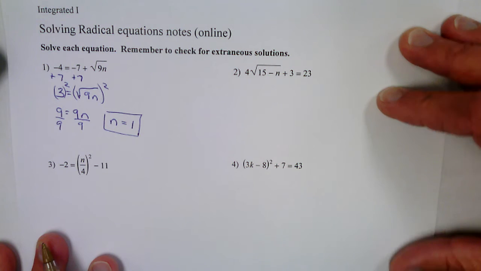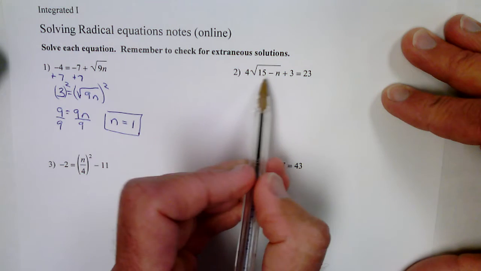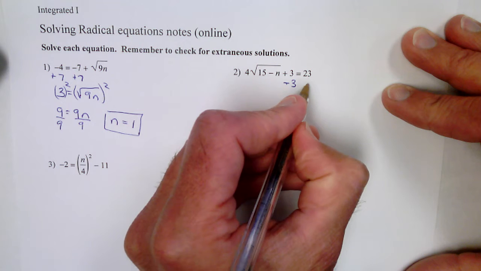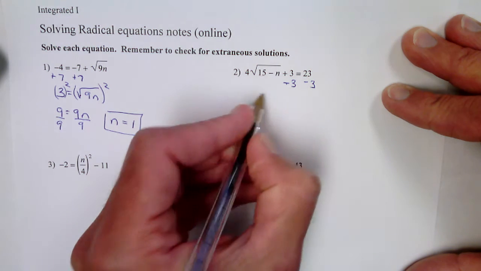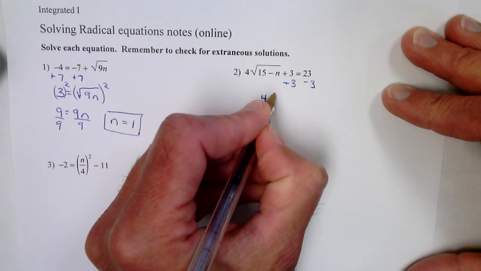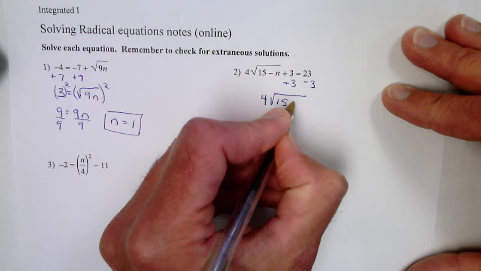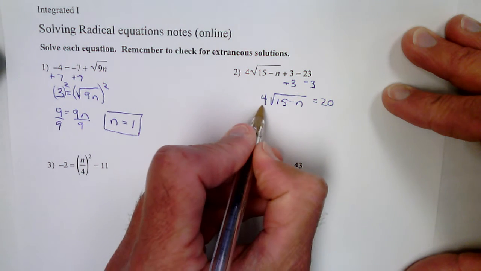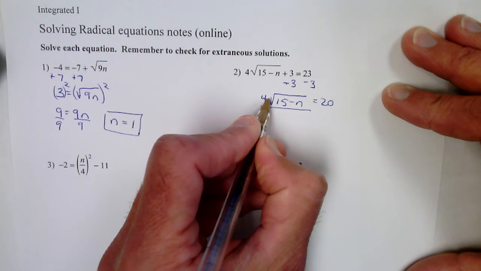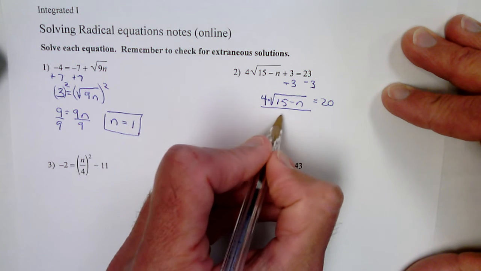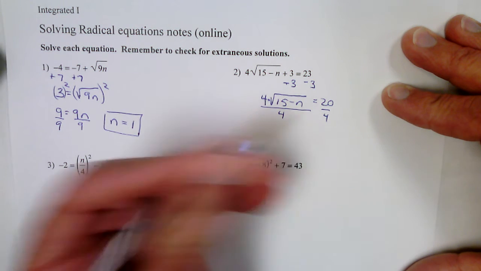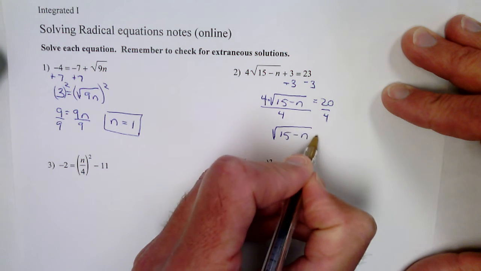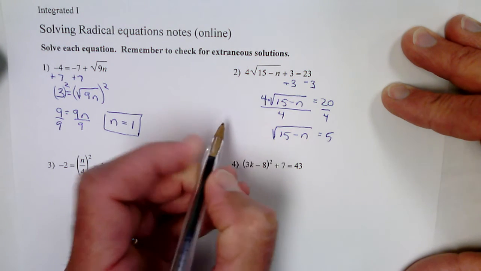Number 2, just like when you're dealing with other equations, you're going to want to remove what's furthest away on the outside. So here we would subtract 3. We minus 3 over here, so we get 4 square root of 15 minus n equals 20. Then we can divide, because this is 4 times the square root of 15 minus n, both sides by 4, and we get the square root of 15 minus n equals 5.